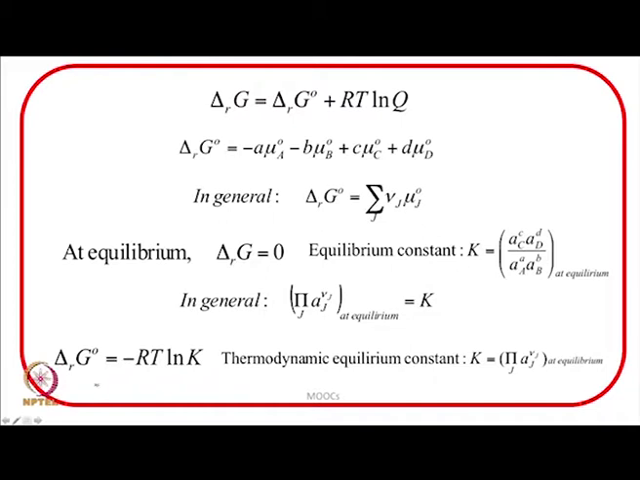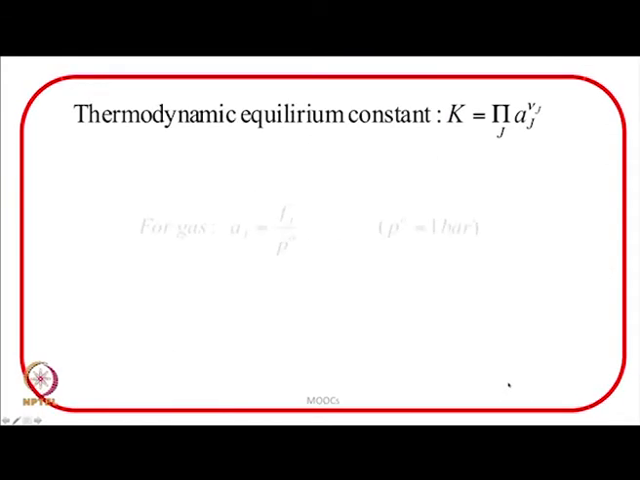We have now delta R G naught is minus RT log K, and we just discussed that K can be expressed in terms of the activities. We also discussed that the activities do not have any dimensions, therefore equilibrium constant should be a dimensionless quantity. For a gas, the activity should be written as fugacity divided by P naught, where P naught is 1 bar. This is done so that activity here does not have any unit.